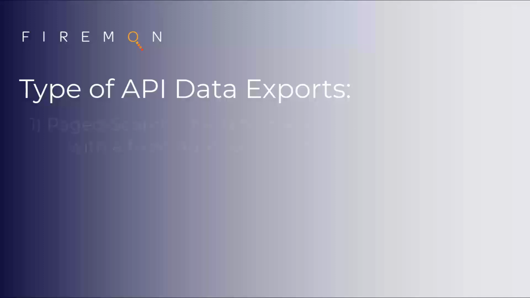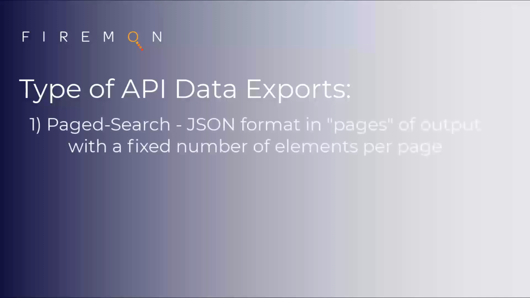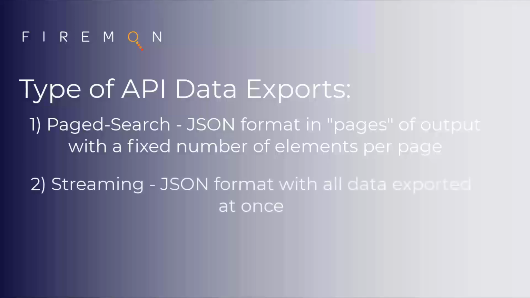The first is paged search, where data is exported in JSON format, but elements are broken into pages of fixed size. This allows the data to be iterated through, reducing processing time or allowing focus on specific parts of the export. The next available export type is stream, where all data is exported via a single API call in JSON format. This has the benefit of reducing the number of API calls to one, but can potentially cause delays if large amounts of data are being exported at once.